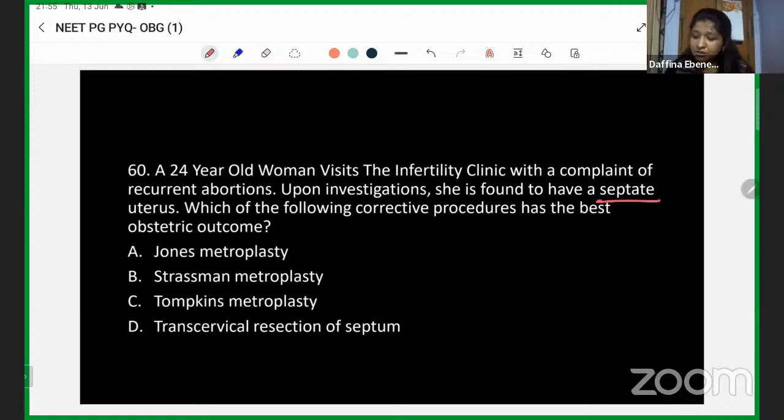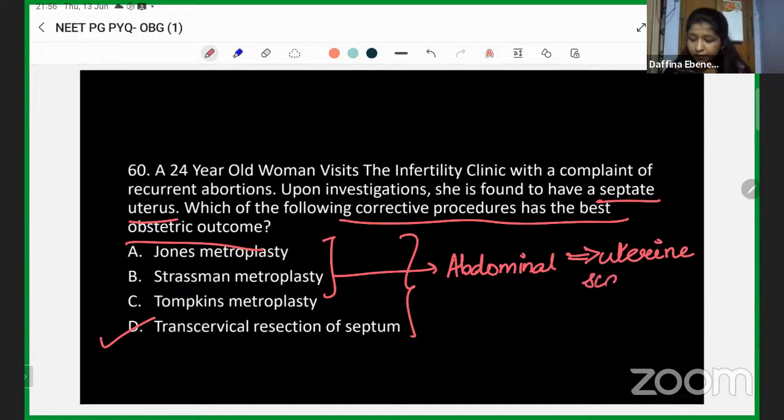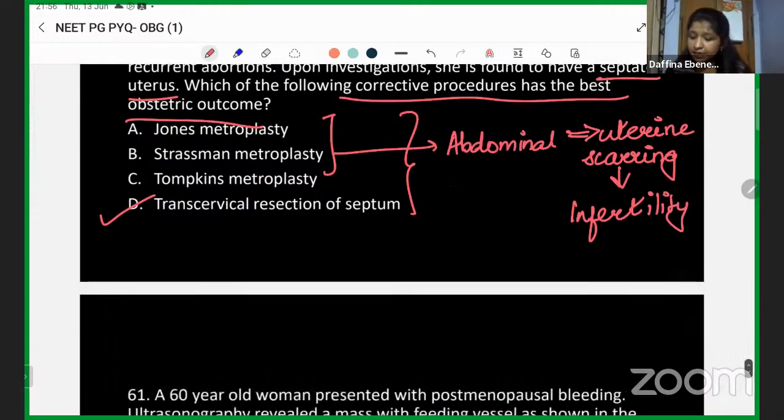Okay, septate uterus, all these are the treatment options. But the question is the corrective procedure that has the best obstetric outcome. Best obstetric outcome can be seen only in transcervical resection of the septum, while all the other three are abdominal surgeries. Okay, so when you are going to do these abdominal surgeries, they are going to leave some form of uterine scarring. Okay, this uterine scarring will further lead to infertility. So the best obstetric outcome is seen only with transcervical resection of septum because it has no uterine scarring.